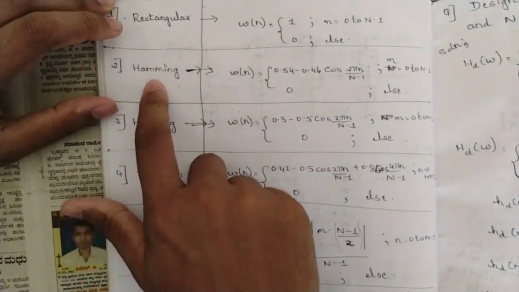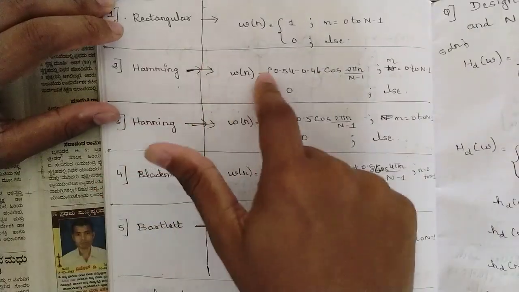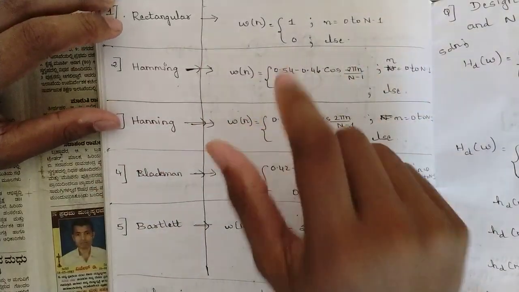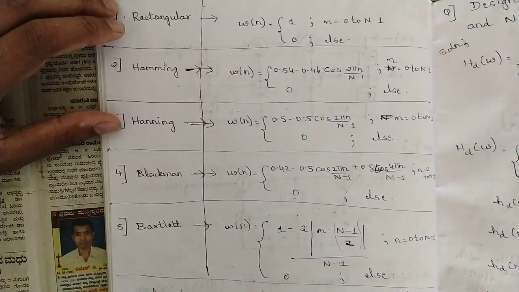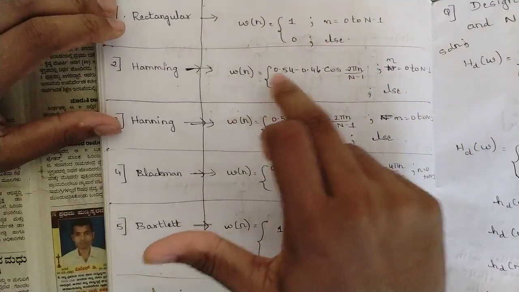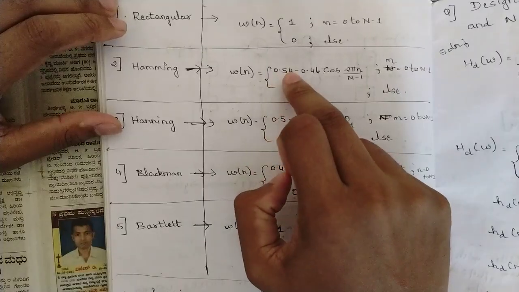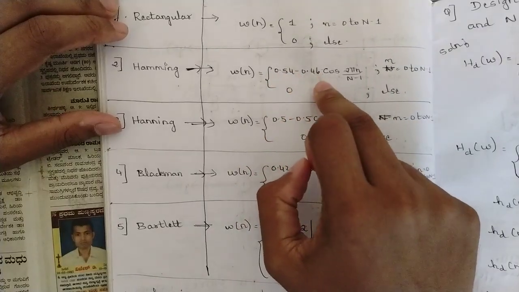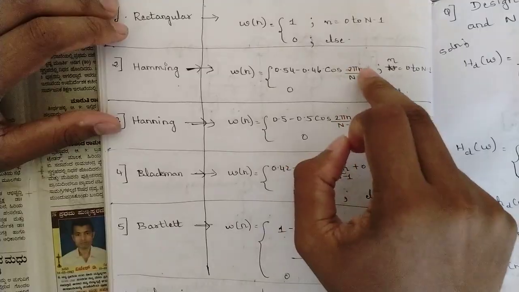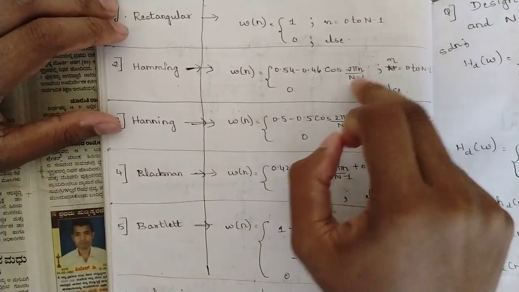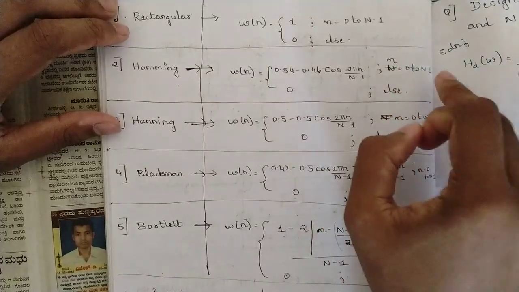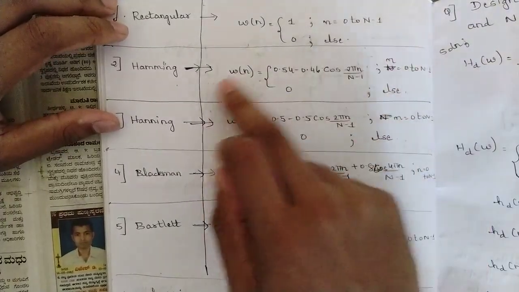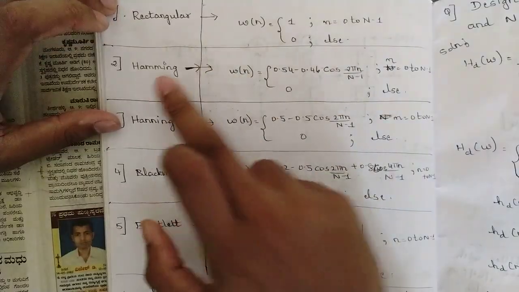Similarly, for the Hamming window, the value of omega n is equal to, this is one term here, so I've told you to remember it, because you cannot derive this. Omega n is equal to 0.54 minus 0.46 cos of 2 pi n divided by N minus 1, for n from 0 to N minus 1, and it is 0 else. So this is the formula for the Hamming window.